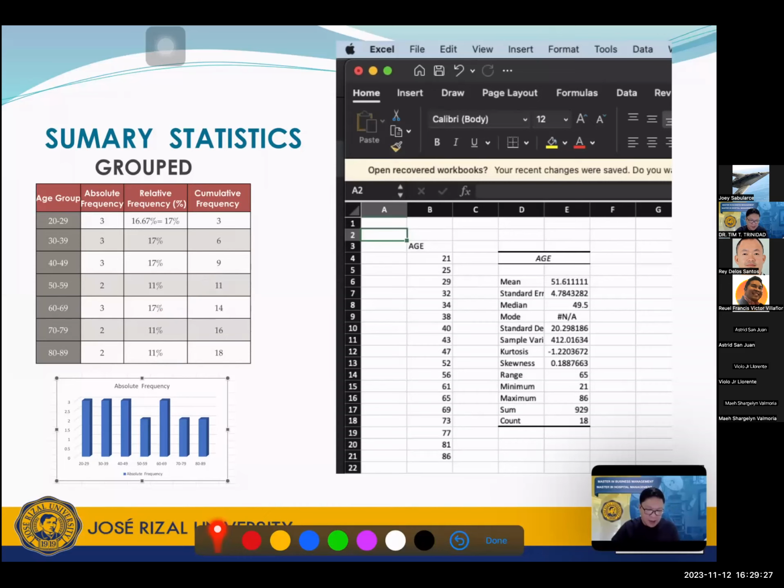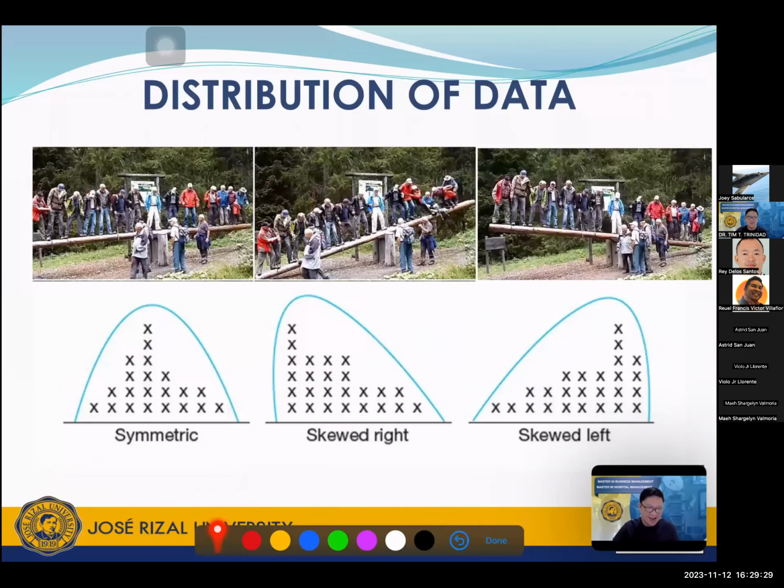Are we clear? Are you still with me? Yes, sir. Okay, very good. So one last thing na lang to. Di ba kanina we mentioned the distribution of your data. Why is it important for you to paint your data into graph?